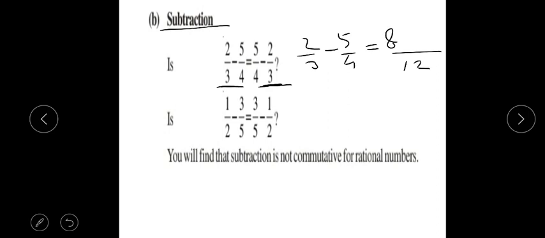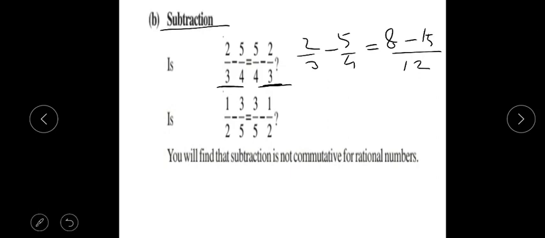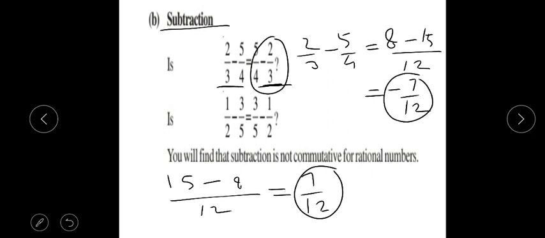Now it would be 8 minus 15, right? 8 minus 15. So the answer is minus 7 by 12. And if we take the RHS, then again the LCM is 12 and it would be 15 minus 8 and the answer would be 7 by 12. Now we can easily see that these are not equal. So we can say that subtraction is not commutative for rational numbers.